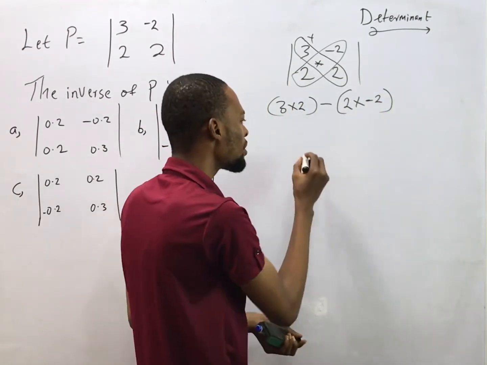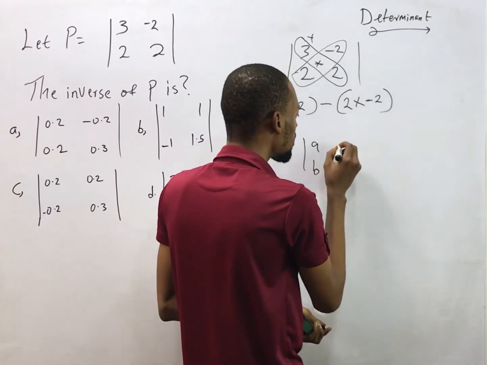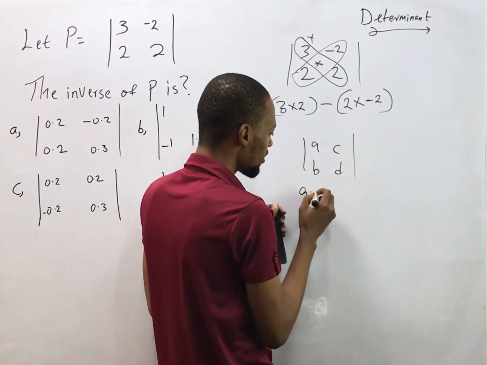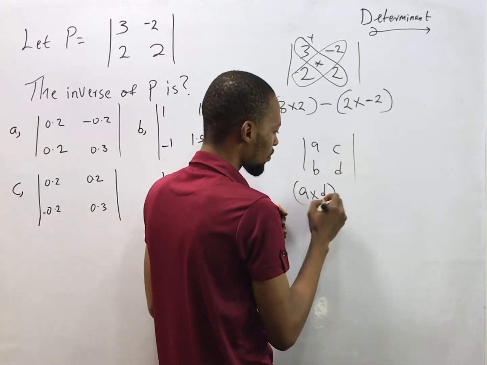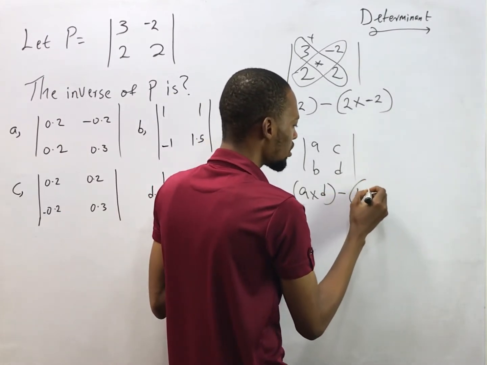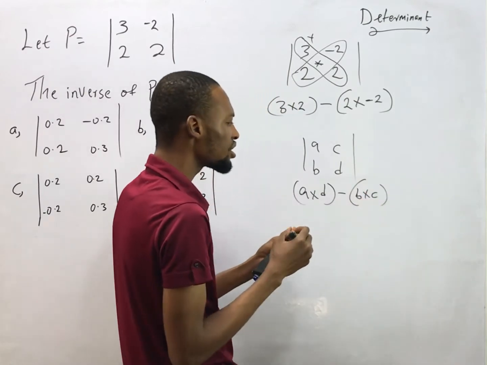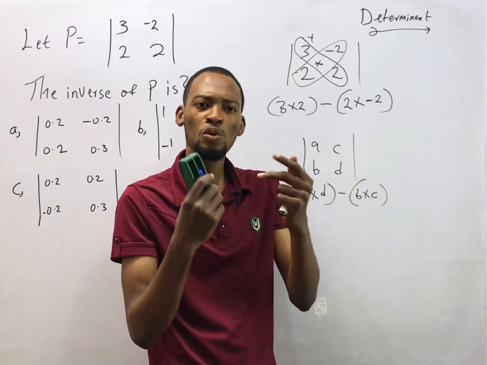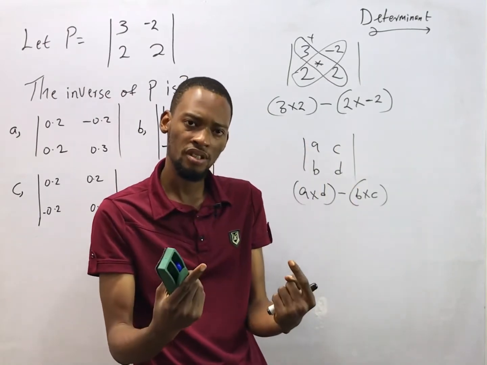Generally, if you have the matrix A, B, C, D, the determinant will simply be A times D minus B times C. This is the general formula for finding the determinant of a 2x2 matrix.